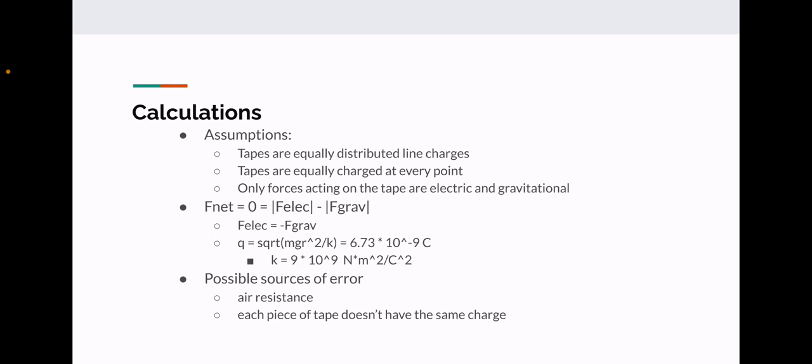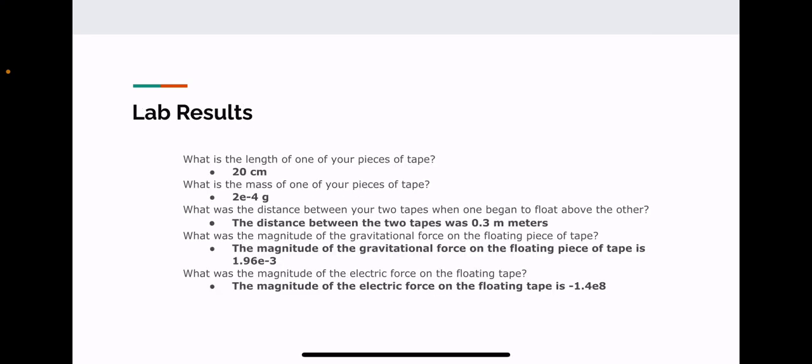This means that Q equals the square root of mgr squared over K, which means that this is the math here. There are some possible sources of error. One is air resistance, and the other is that every piece of tape doesn't have the same charge. Here are the lab results.